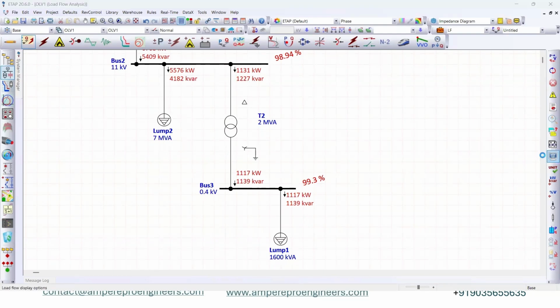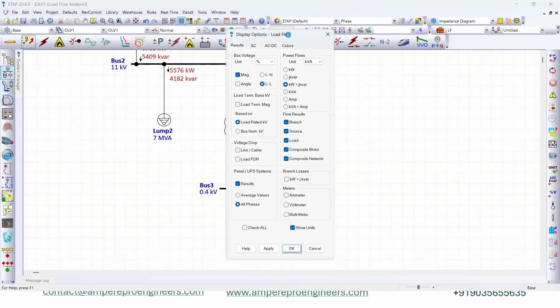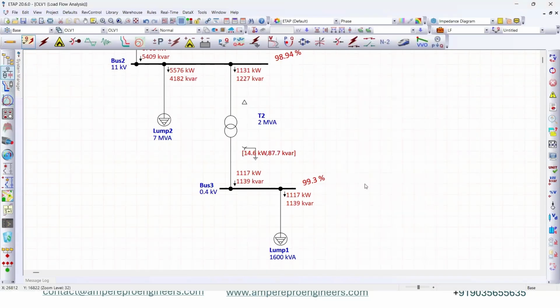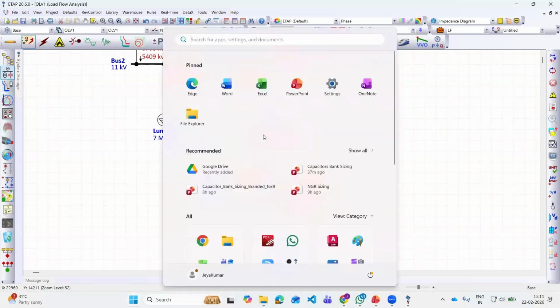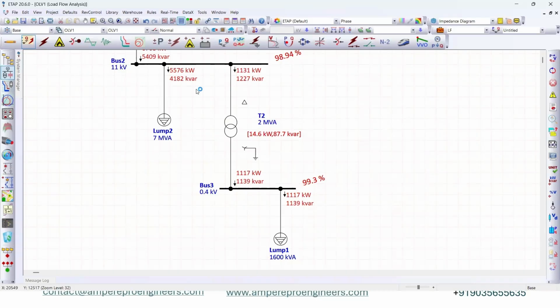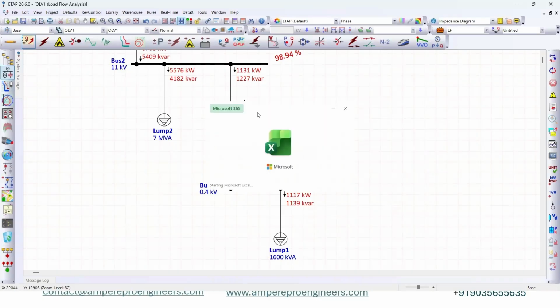Anyone tell me? Because there is a loss in the transformer. Okay. So let's try to add this one, right? So what happens now?